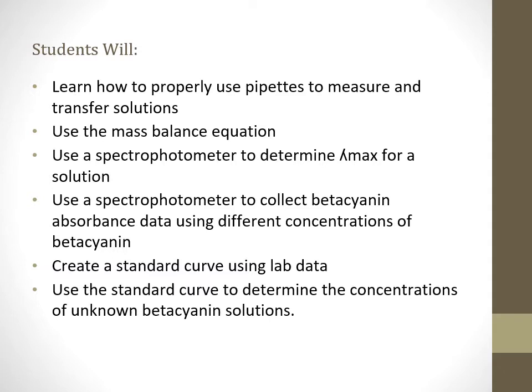So our basic goals this week are to learn how to use pipettes to measure and transfer solutions. We're going to use the mass balance equation to make dilutions. We're going to use a spectrophotometer to determine lambda max for a solution. We're going to use the spectrophotometer then to collect beta-cyanin absorbance data using different concentrations of beta-cyanin. We're going to create a standard curve using this data and then use that standard curve to determine the concentrations of unknown beta-cyanin solutions, which is how we could eventually measure how much a cell membrane has been damaged.